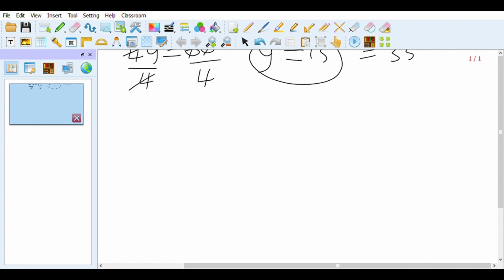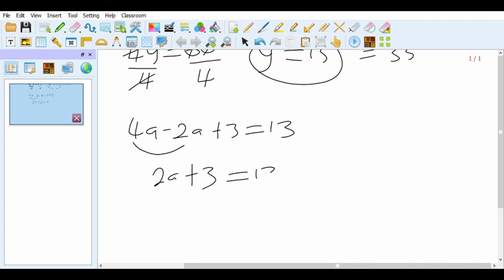So here we have: find a if 4a minus 2a plus 3 is equal to 13. Okay, so if you look at this equation, this is 4a, not 49, 4a. Because this is a and a, they are like terms, so we can subtract the 4 minus 2 will give you 2. So we have 2a. 4a minus 2a is 2a, and then we have plus 3 is equal to 13.